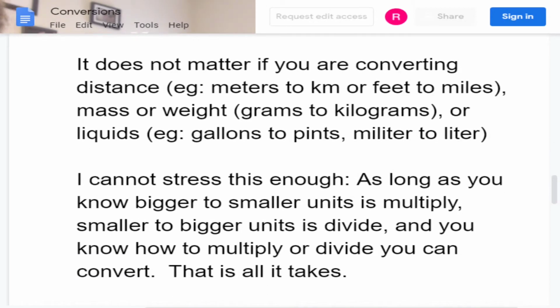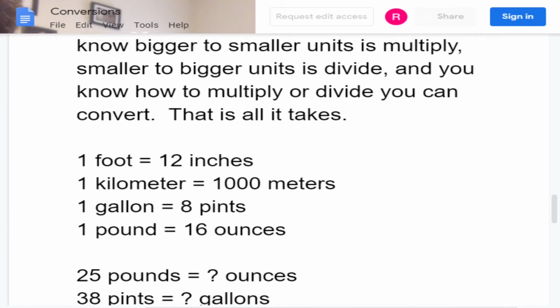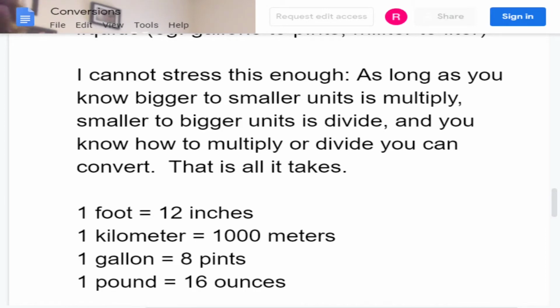Okay? So in North Carolina, for all of the questions that I've been seeing, they actually give you the conversion rates. So you don't even have to memorize the conversion rates. You just need to know what to do once you have the conversion rate. So it doesn't matter if you are converting distance, meters to kilometers, or feet to miles, mass or weight, so grams to kilograms, or liquids, right? Gallons to pints, milliliter, I think I spelled that wrong, but milliliter to liter. Okay, so it doesn't matter what you're converting.